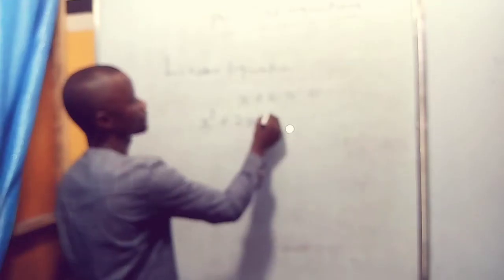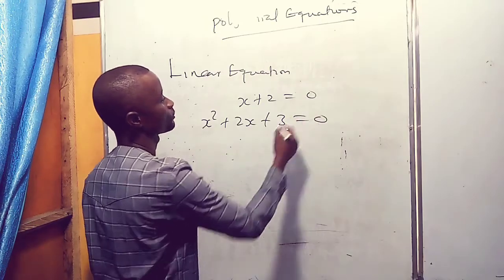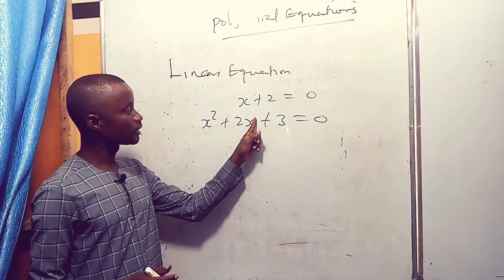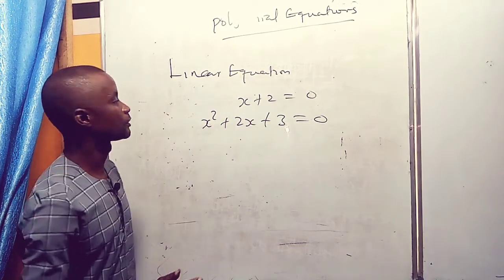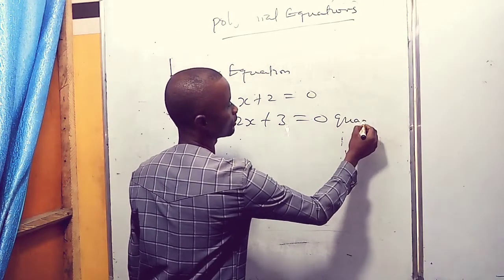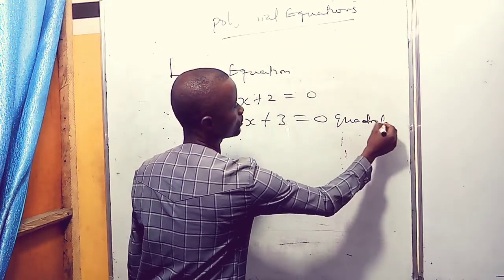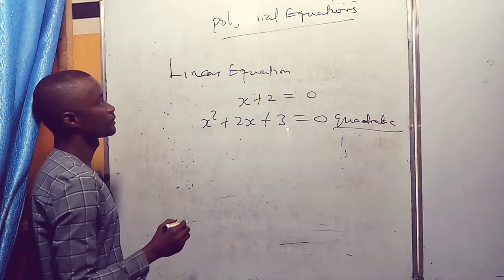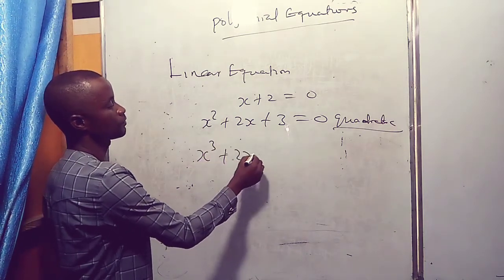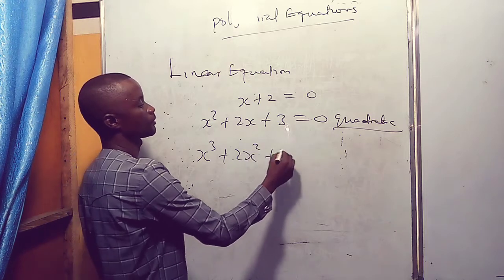And then we have x squared plus 2x plus 3 equal to 0. In this case, the value of variable range from 1 to 2. Therefore, this equation is regarded as what? Quadratic equations.